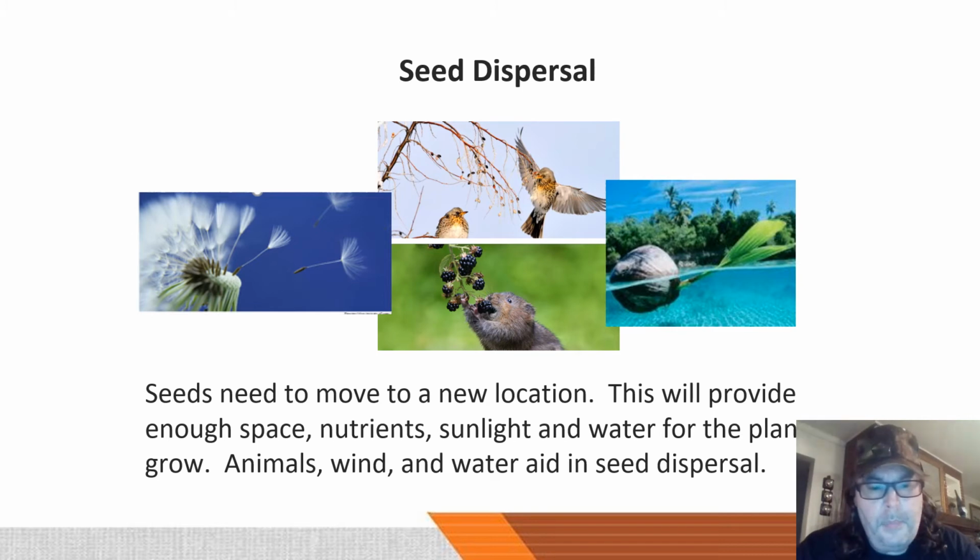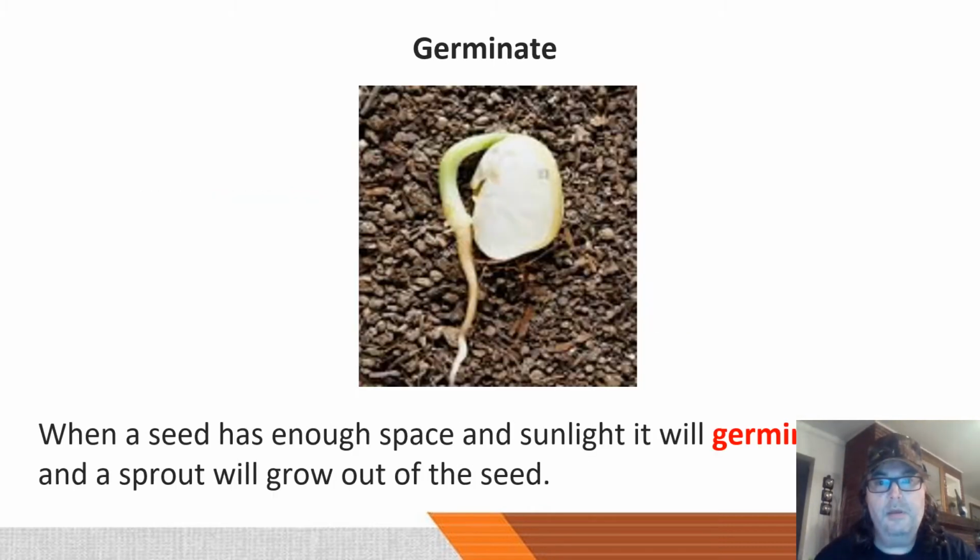So do plants. They need nutrients, sunlight, and water to grow. Animals, wind, and water aid in seed dispersal. So the wind blows it, animals carry it, the water moves it through the flow, through current.